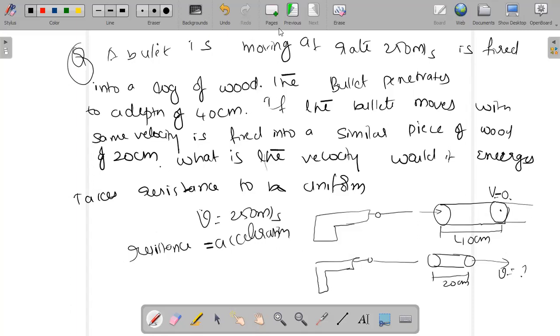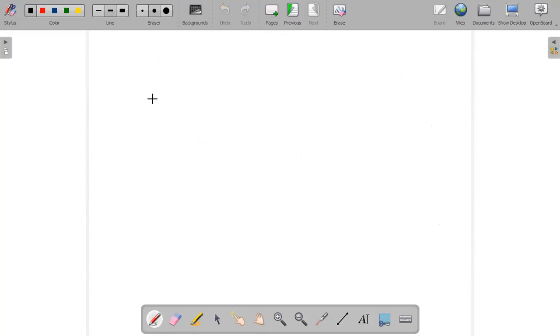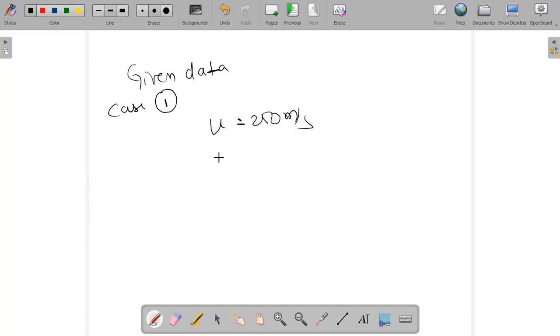So how do we solve this type of problem? Let us take the given data first. In case 1, the initial velocity u is equal to 250 meter per second, as given in the question. The final velocity after going a distance is 0. The distance it is covering is 40 centimeter.